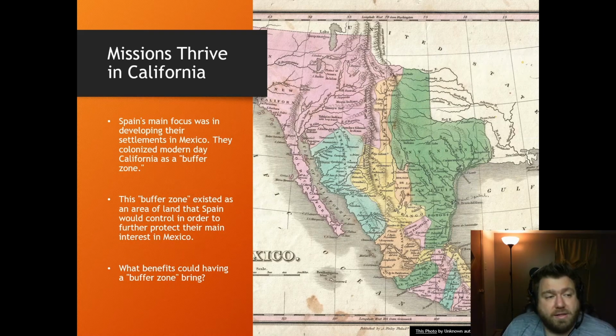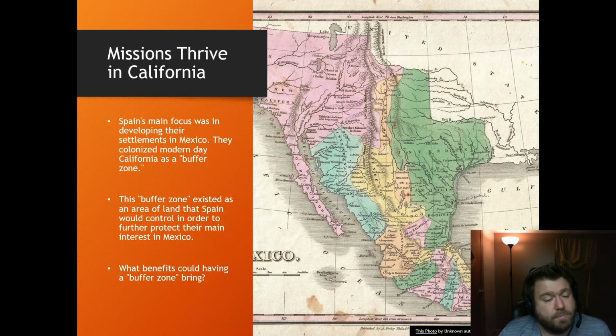Missions thrive in California. Spain's main focus was in developing their settlements in Mexico. They colonized modern-day California as a buffer zone. Buffer zone is what they called it. This buffer zone existed as an area of land that Spain would control in order to further protect their main interest in Mexico. Now let me ask you a question. What benefits could having a buffer zone bring? Go ahead and pause the video, think about it for a minute.